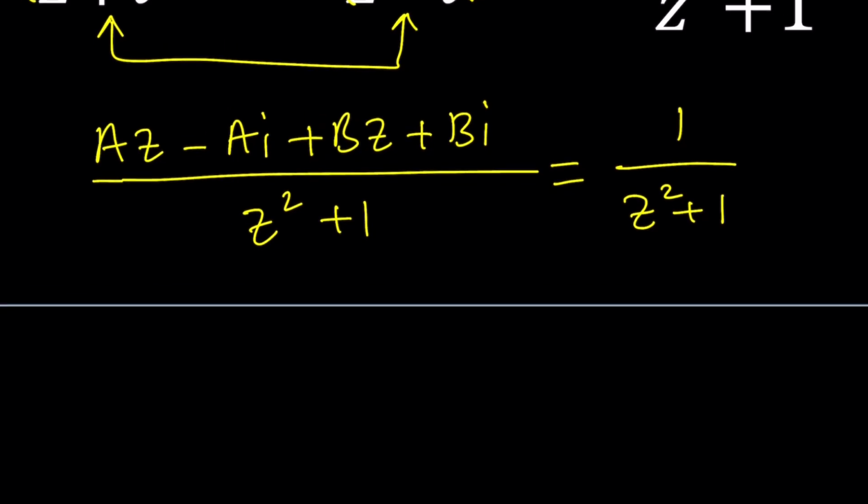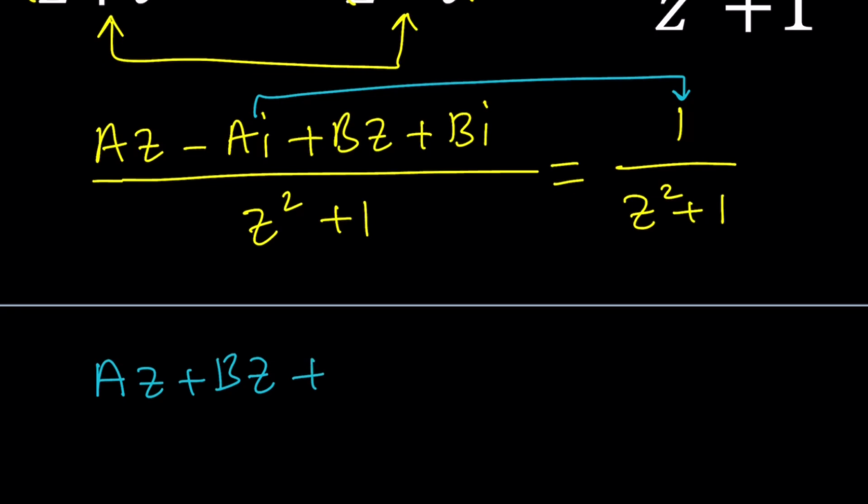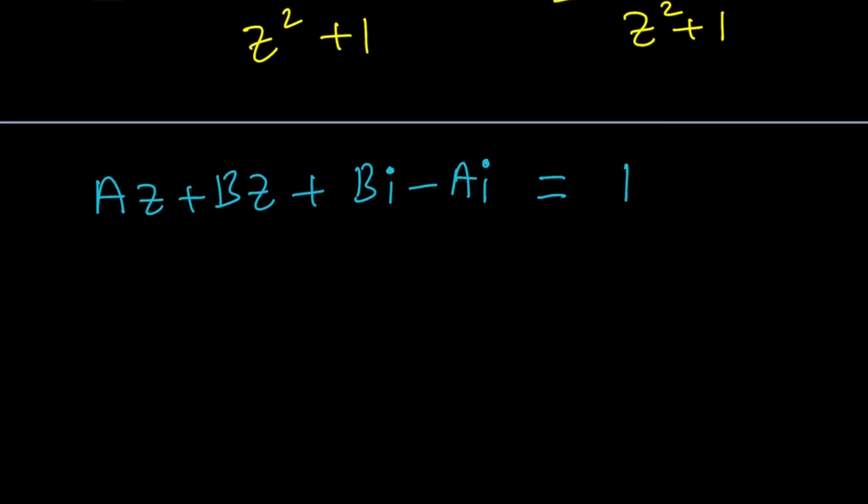So let's go ahead and put it together in a meaningful manner. Since these are polynomials, kind of, sort of, right? We're going to be able to set this equal to that. That's a constant. So I'm going to write this as az plus bz, put the z terms together, and then write this as bi minus ai. bi and ai are constants, by the way. Don't think of i as a variable, it's a constant. And that equals 1.